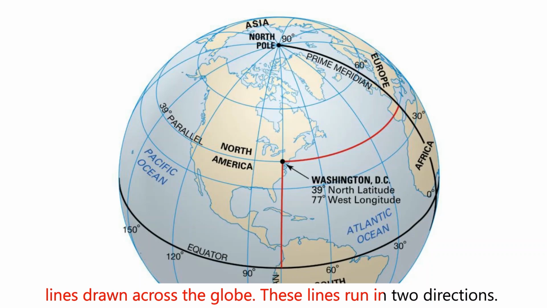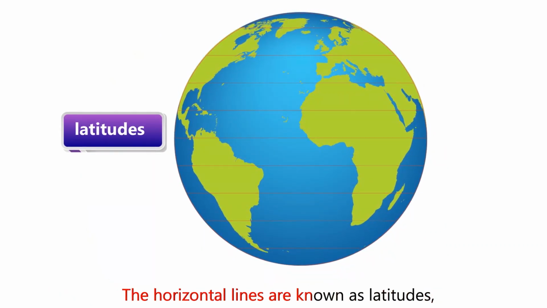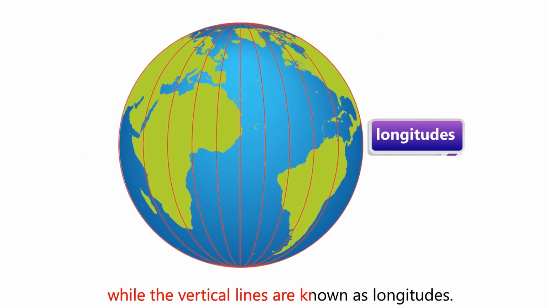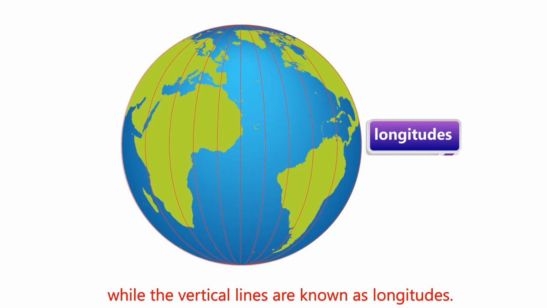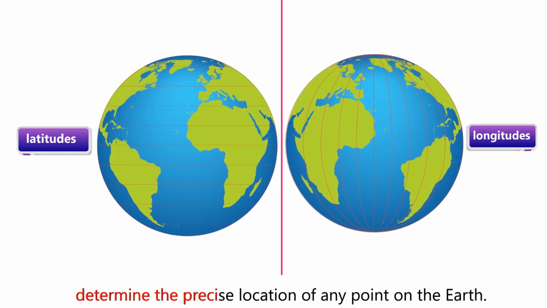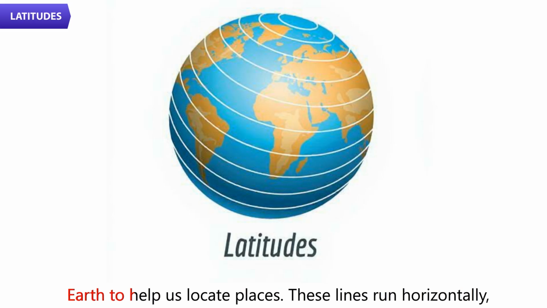These lines run in two directions. The horizontal lines are known as latitudes, while the vertical lines are known as longitudes. Together, they form a global reference system that allows us to determine the precise location of any point on the Earth. Latitudes. Latitudes are a set of imaginary lines drawn around the Earth to help us locate places.